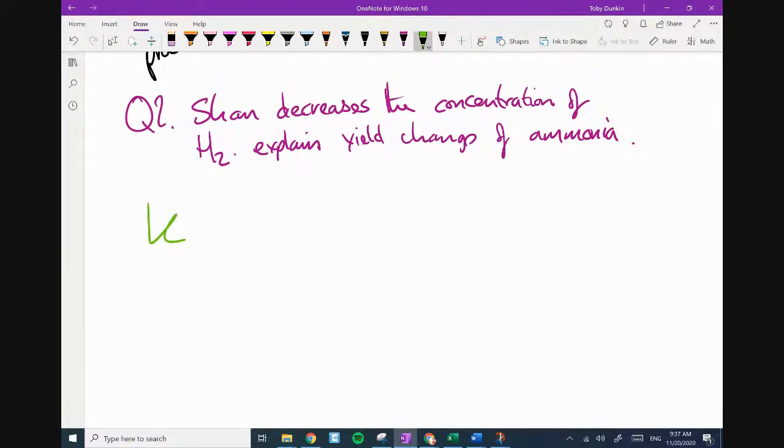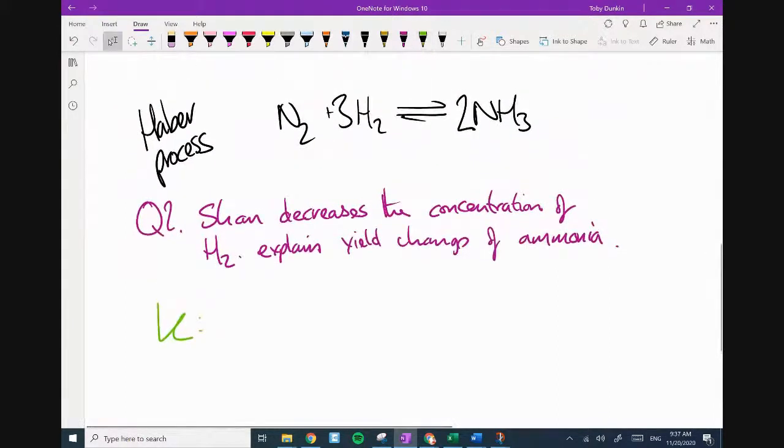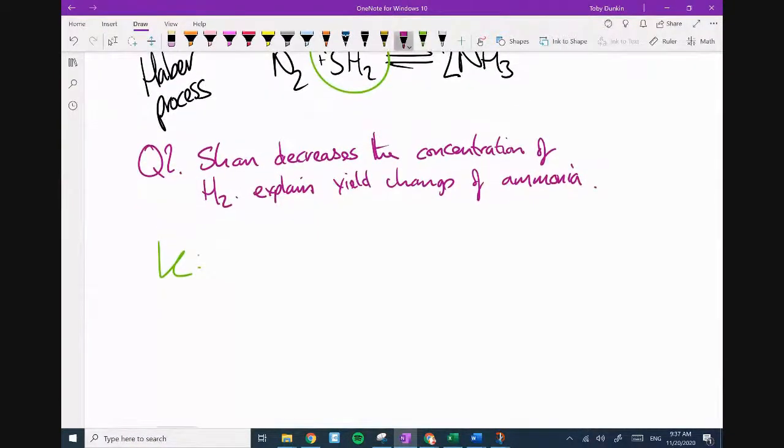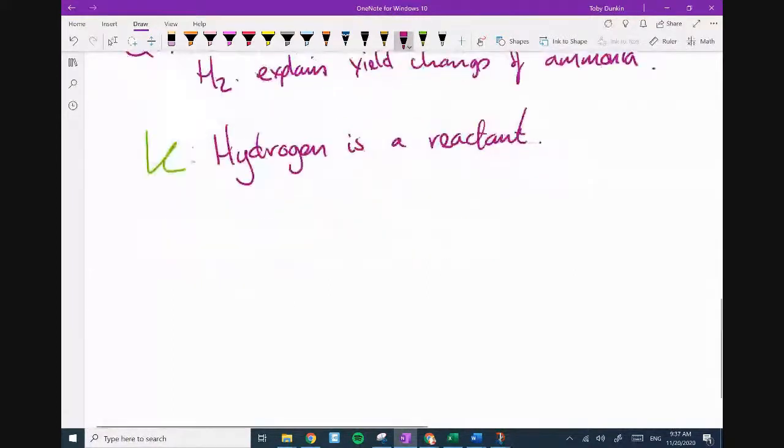KOFSY. Knowledge. Shan chose hydrogen. Hydrogen is a reactant. First point. Hydrogen is a reactant. You realize that each KOFSY has a different start. Yeah, each one. Oh, Shan, do you feel like that was you put? Oh, okay, I get it now. That's cool.